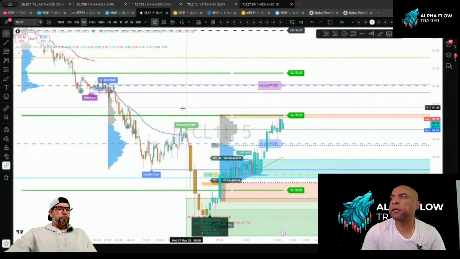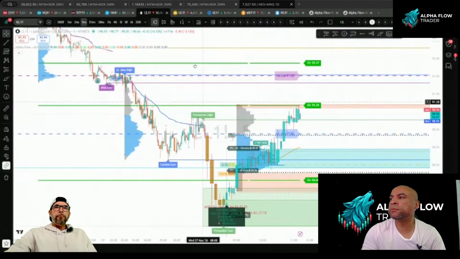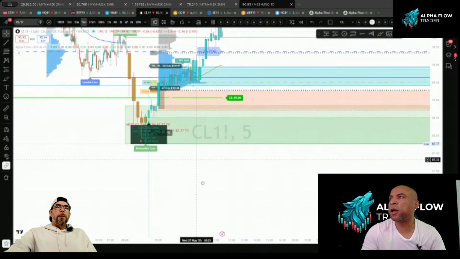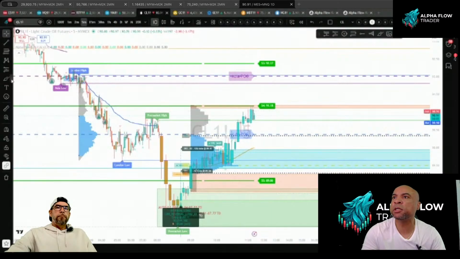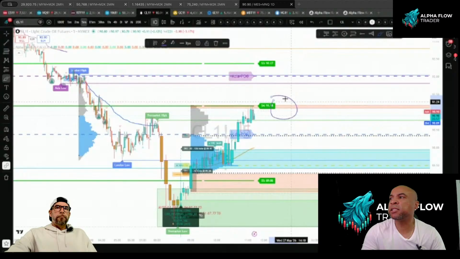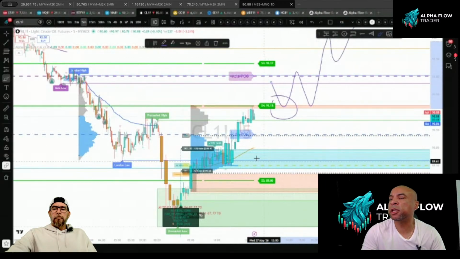Oil. For oil, I'd look for continuation longs. If we get any continuation signals around S4, it has to be a continuation long. So all we're looking for is continuations upward. We're looking for oil to keep continuing long for today.